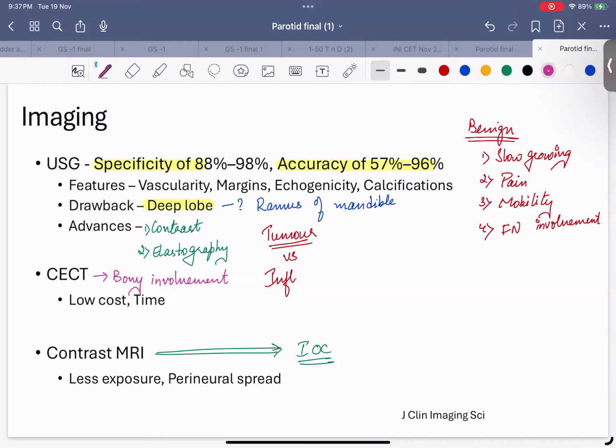Yeah, I agree. I would still feel CECT is the investigation of choice. But if you are suspecting nerve involvement, then you ask for MRI, because it also gives you additional information about the bone. Most teachers, including Guru Shantap, also agreed that CECT is the investigation of choice. And MRI, when you are suspecting perineural involvement, gives you definitely better soft tissue delineation. I think you should remember what the examiner's viewpoint is and answer that way.